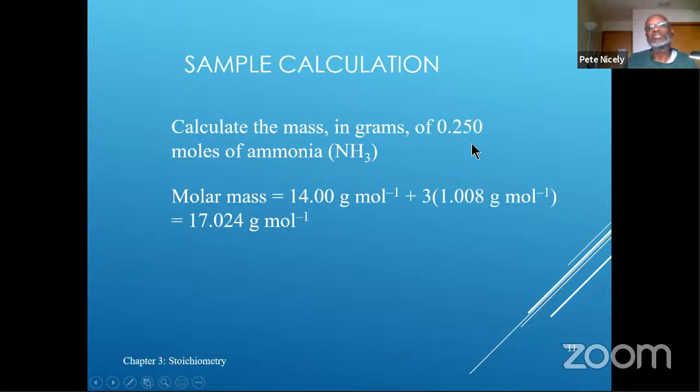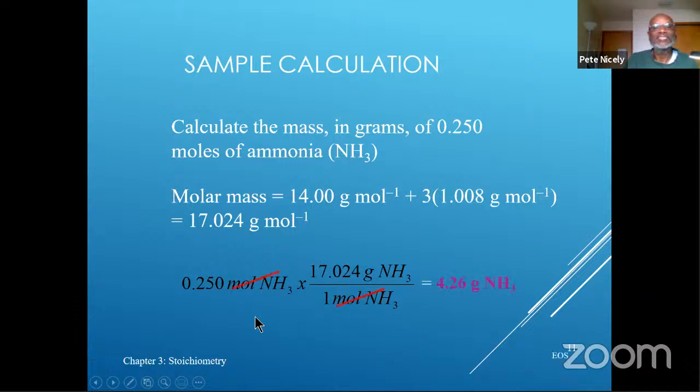The next step is that I would start off with the 0.250 moles of ammonia, and multiply by this conversion factor, where I have the grams of ammonia above and 1 mole of ammonia below. So basically, that's the setup. I would do the cancellation, and I would end up with the mass being equal to 4.26 grams of ammonia. You'll notice that in this setup, the moles of ammonia cancel out, because the question is asking you to calculate the mass in grams, which is the remaining unit after the cancellation and calculations. Any questions so far?